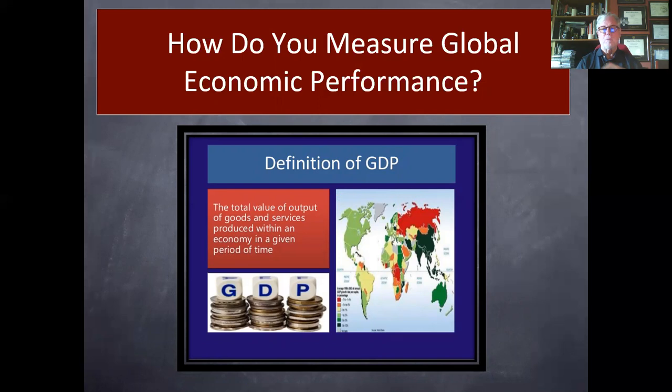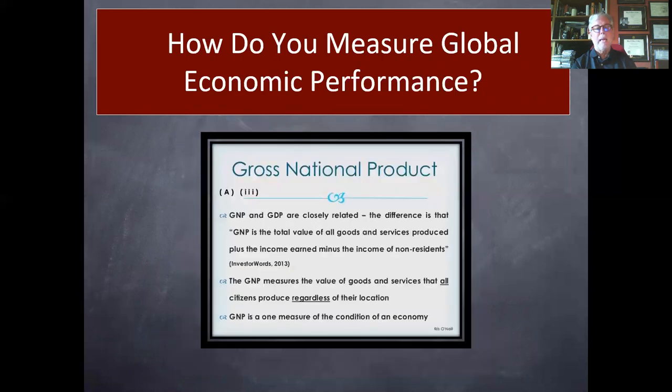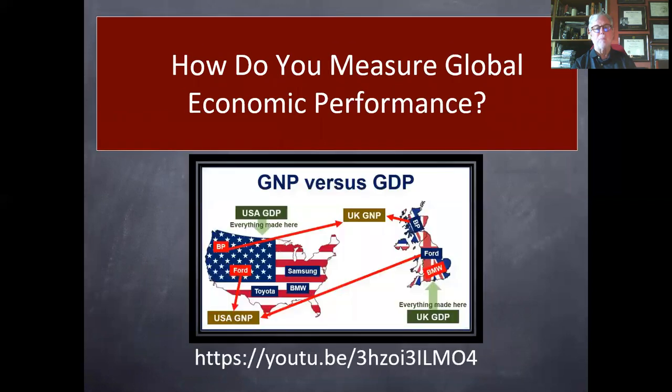So the next thing is global performance. How do you measure it? Well, gross domestic product is basically a measure, and it's usually percentage based for the previous year. But it's the total value of output of goods and services produced in an economy in a given period of time. And there's a lot of fine print here about gross national product.